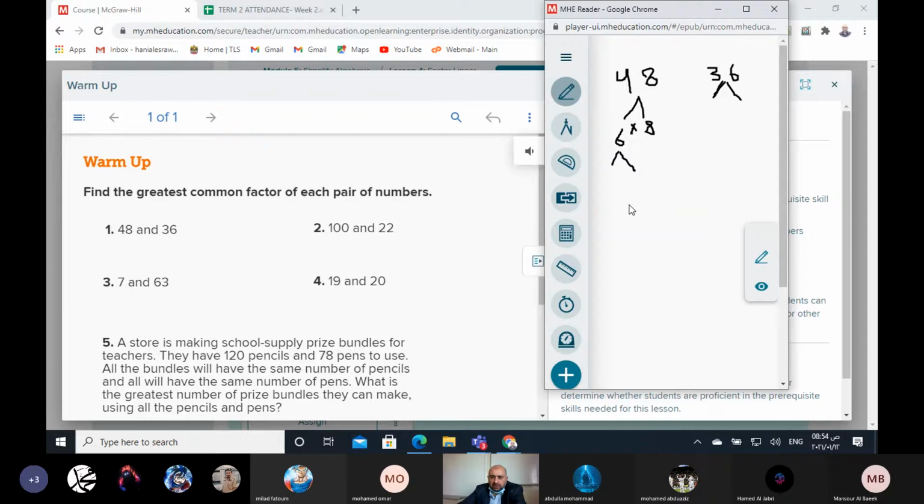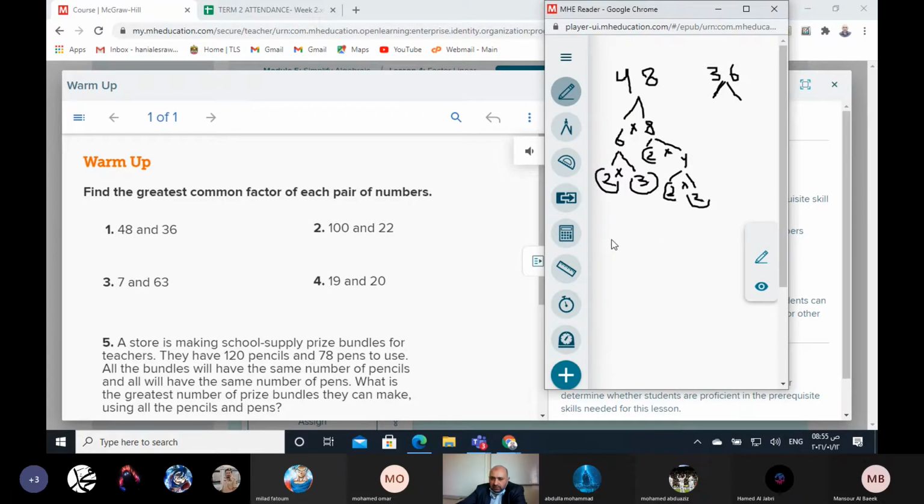Listen to me now. Tell me the two numbers whose product will be 6. I can write 2 times 3. Now 2 prime and 3 prime. Then what are the two numbers whose product will be 8? 4 times 2. 2 times 4. So 2 prime, and 4 will be 2 times 2. And here 2 prime and here 2 prime.